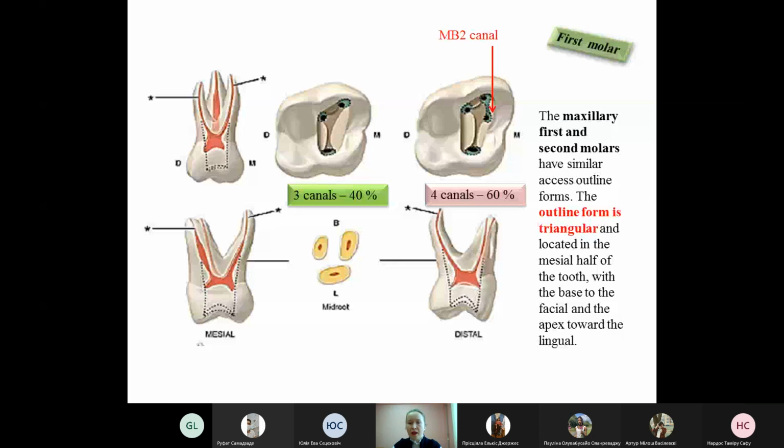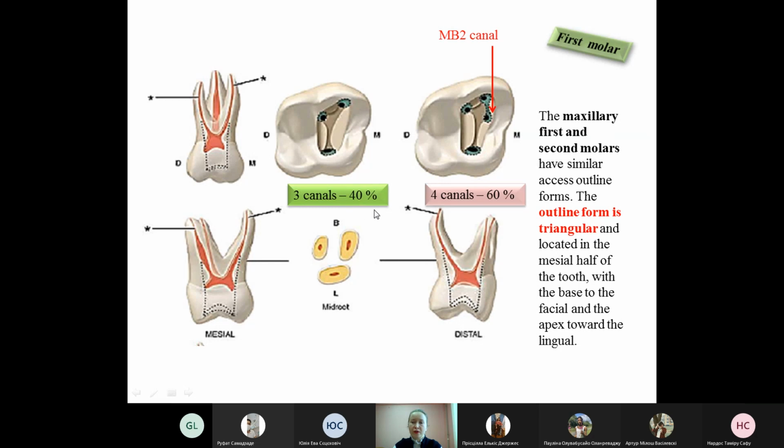First molar. The first molar of the maxilla has 3 roots. Their names are palatal and 2 buccal. One is mesial, one is distal, so mesio-buccal and disto-buccal. Pay attention to the access preparation and localization of root canal orifices. 3 roots and 3 root canals.